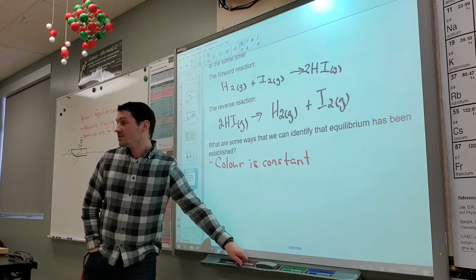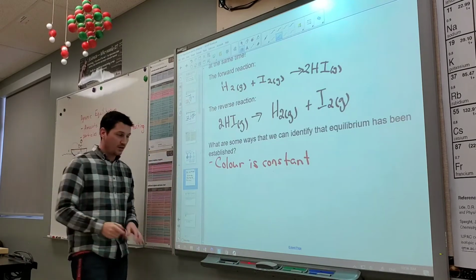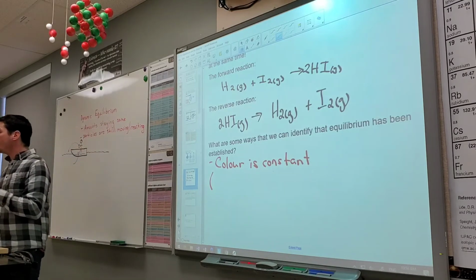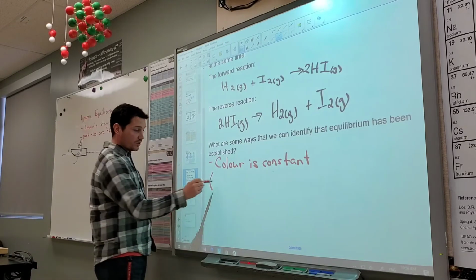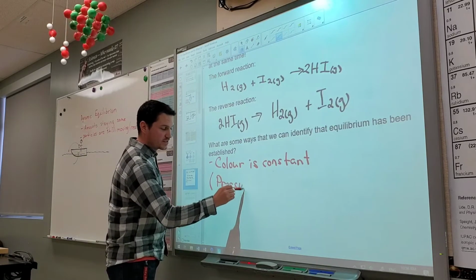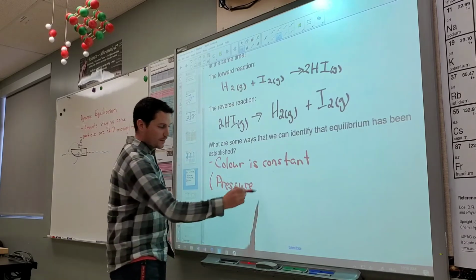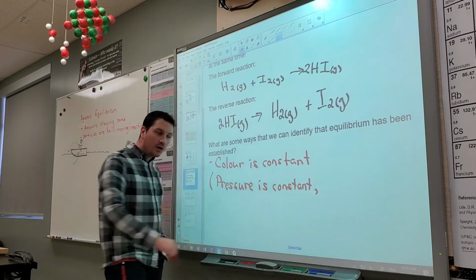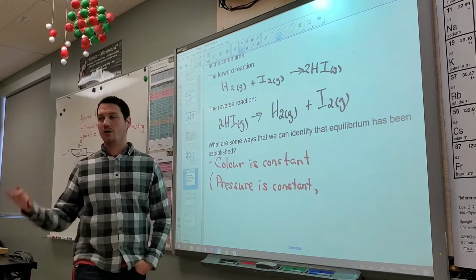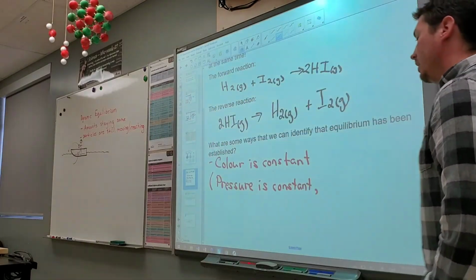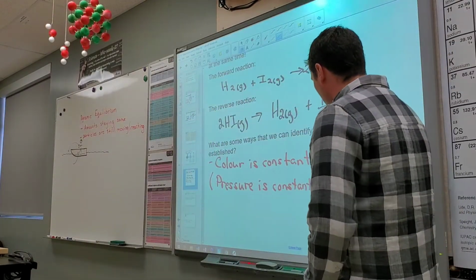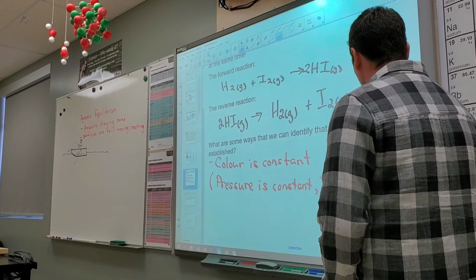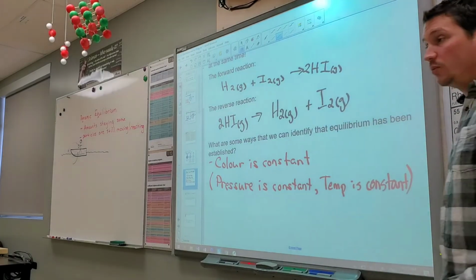a few other things, not necessarily for this reaction, but there's some other ways that we can tell as well. Color's not the only thing you can measure. You can also measure pressure inside a container. So once the pressure is constant, now that wouldn't work for this reaction. We'll talk about that later. And if the temperature is constant, that's another way we can tell we've reached equilibrium.